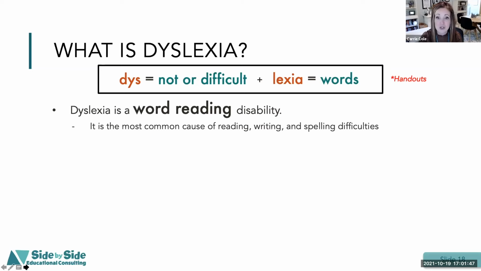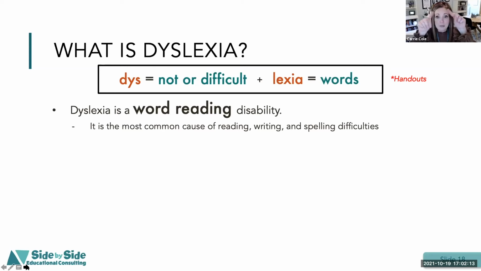A few things for you to know. Dyslexia is a word reading disability. It is the most common cause of reading, writing, and spelling difficulties. When you look at the American Psychological Association, they categorize dyslexia as usually accounting for 80% of learning disabilities that have to do with reading. So it's the most common.